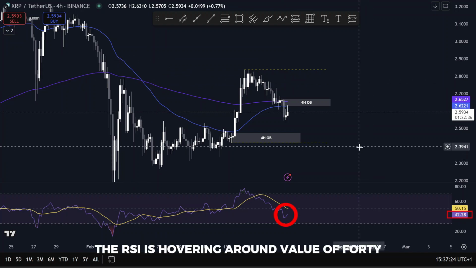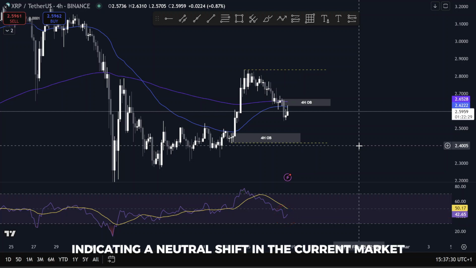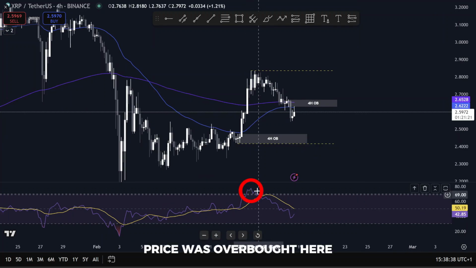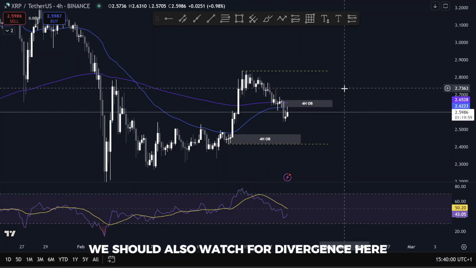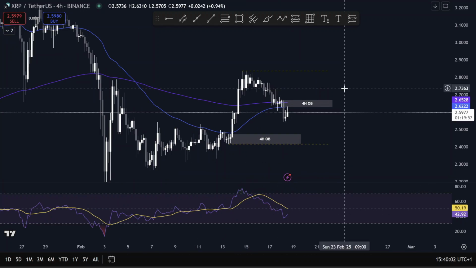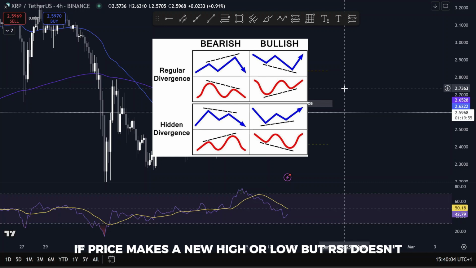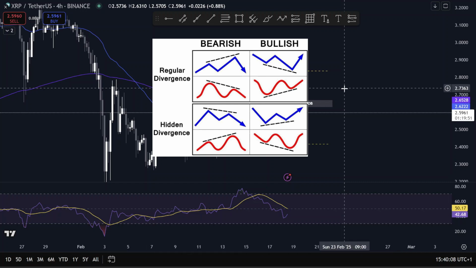The RSI is hovering around a value of 40, indicating a neutral shift in the current market. Price was overbought here, and now we have a pullback in the motion. We should also watch for divergence here. If price makes a new high or low, but RSI doesn't, it could signal exhaustion.